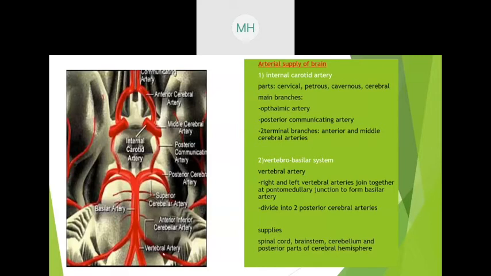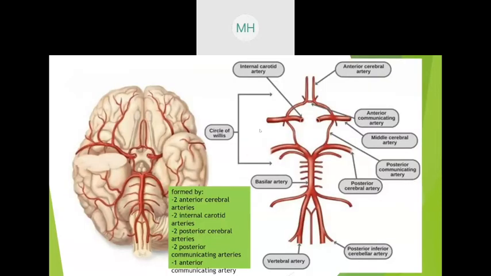And the vertebrobasilar system starts from the right and left vertebral arteries, which join together at the pontomedullary junction to form the basilar artery. Then it later divides into two posterior cerebral arteries, supplying the posterior part of the cerebral hemisphere. So this is the famous circle of Willis. It consists of the internal carotid artery, anterior communicating artery, middle cerebral artery, and basilar artery, as you can see in the diagram.